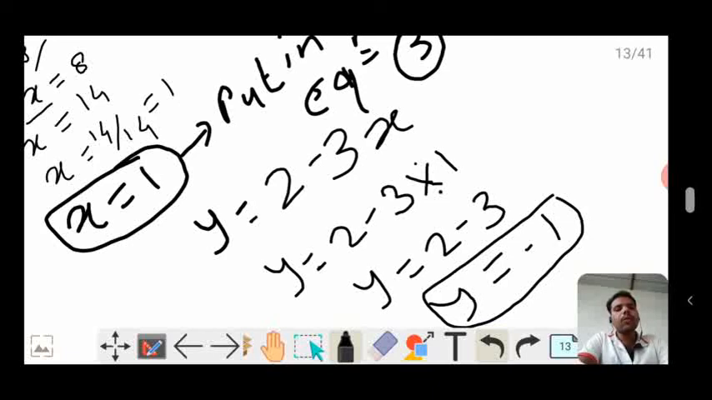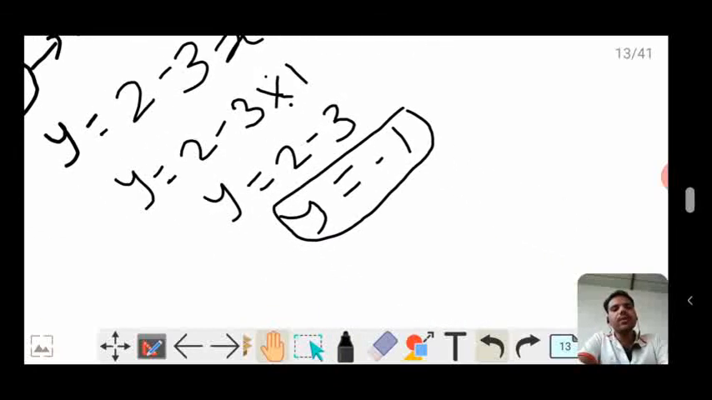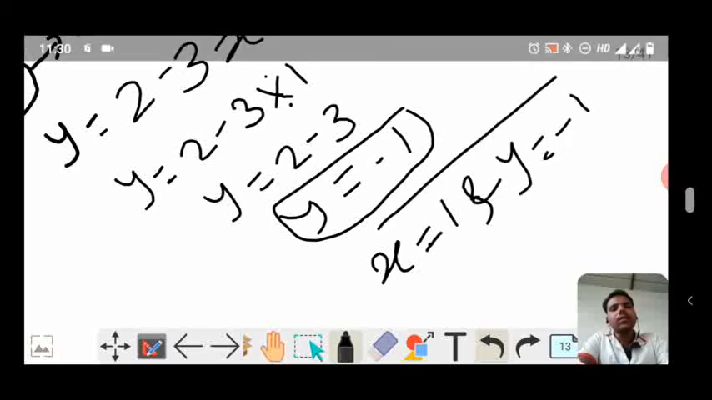So from this method of substitution we also get the same value as we got by the elimination method. So the solution of this equation by the substitution method is x is equal to 1 and y is equal to minus 1. So this is the solution of the given equation.